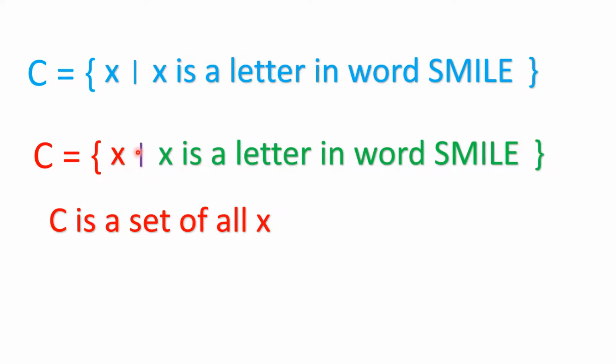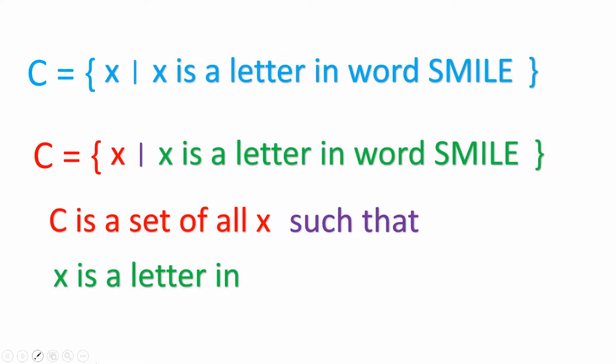Then comes this purple vertical line. This line we will read as such that. So this part is C is a set of all x such that, and then the remaining part you will read as it is, x is a letter in word smile. In words, C is a set of all x such that x is a letter in word smile.